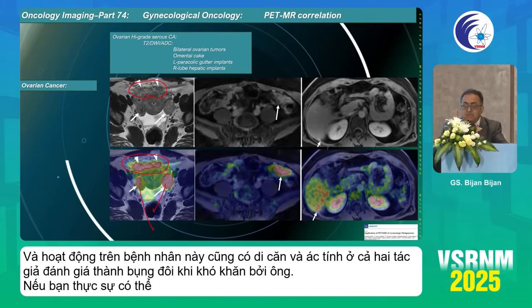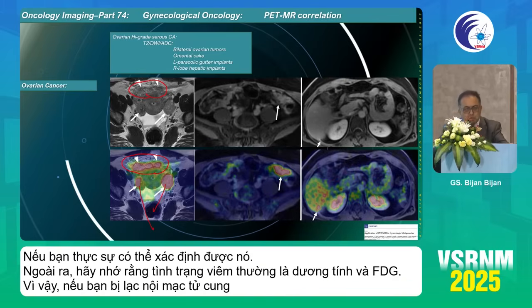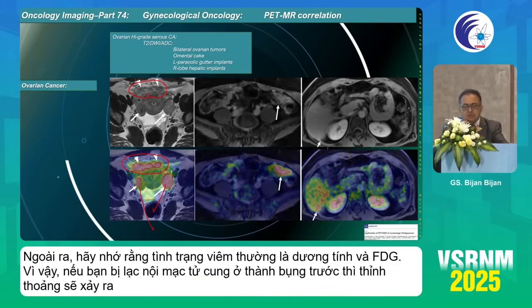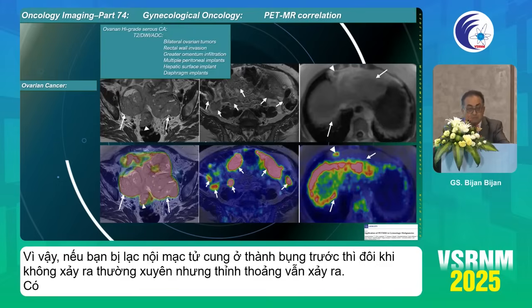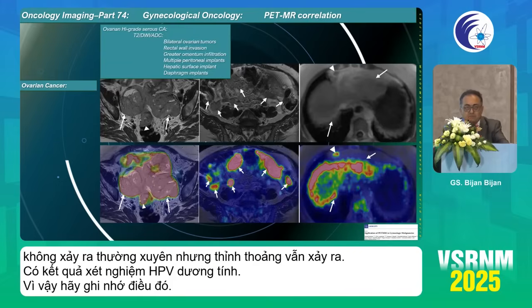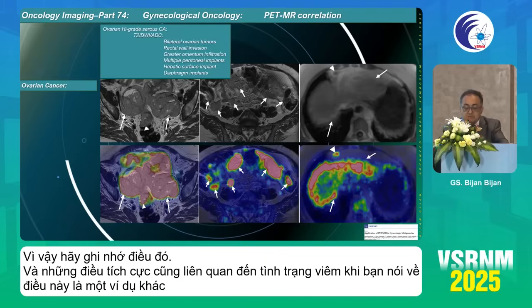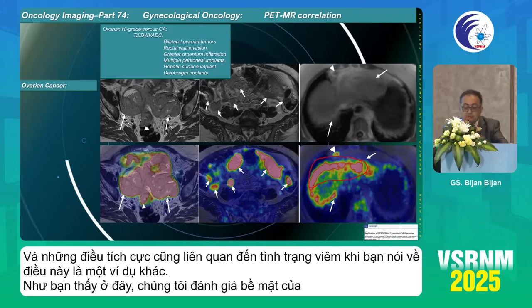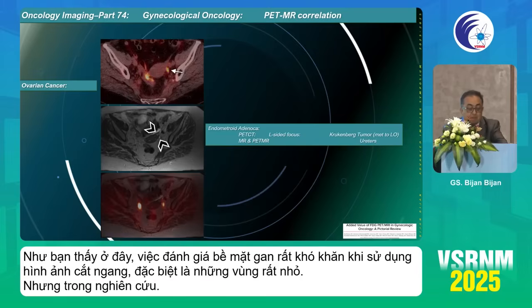Also remember, inflammation is usually positive on FDG. So if you have endometrioma in the anterior abdominal wall, which occasionally happens, not often, they are FDG positive. So keep in mind that there are false positives related to inflammation when you talk about FDG. This is another example. As you see here, the evaluation of the surface of the liver is very difficult using cross-sectional imaging, especially if those lesions are small. But on the FDG study, you can see the activity.